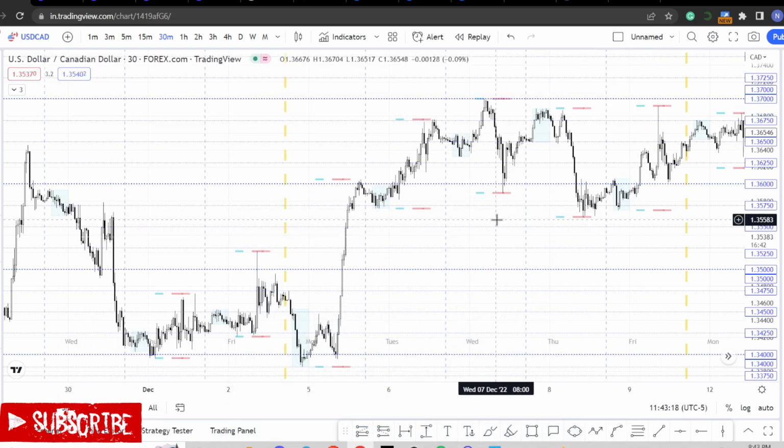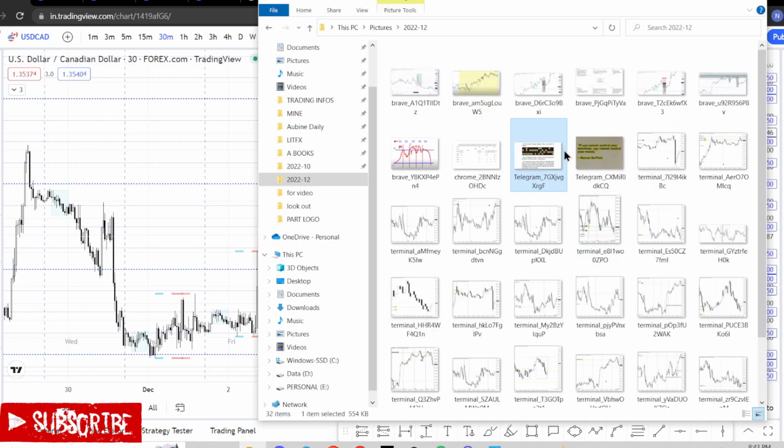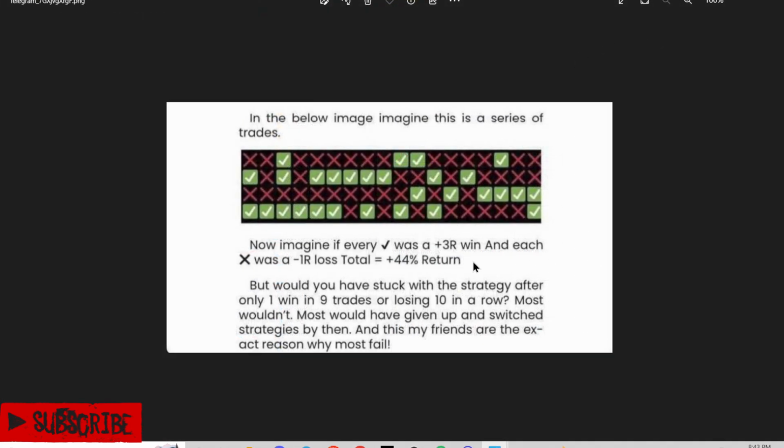I'm going to show you something that's going to blow your mind. Let me show you this chart. As you can see here, this is an image that shows a series of trades that a trader takes. The first trade is a loss, the second is a loss, the third is a win. Then look at the statistics of this series of trades. You will realize that he has more losses than wins.